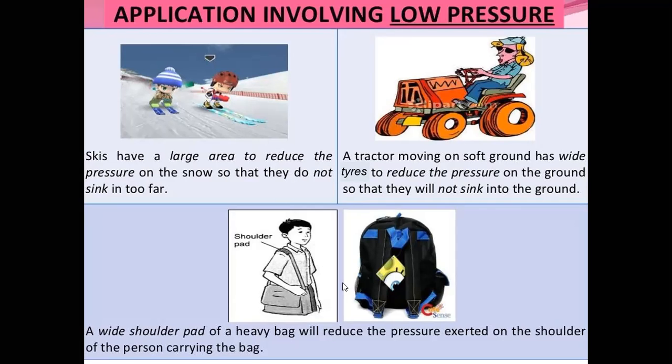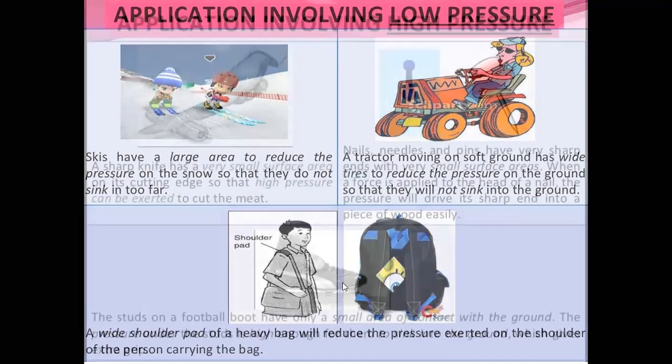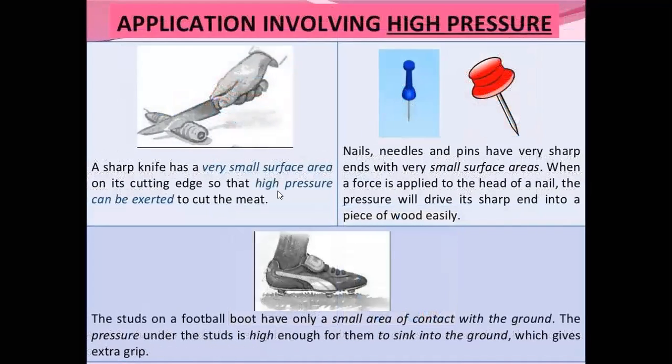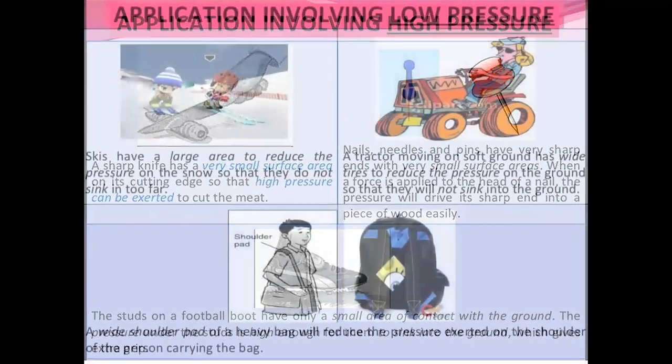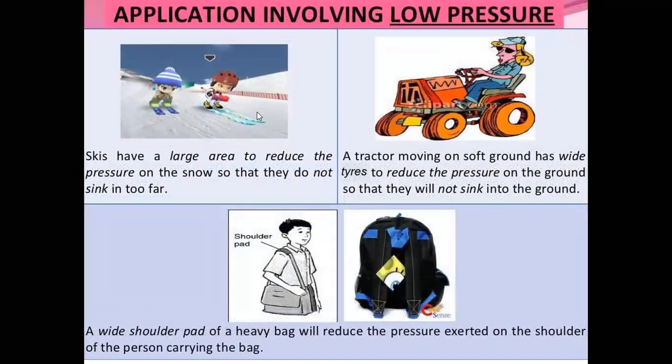These all are to minimize pressure. The first one is to increase pressure. To increase pressure, we minimize the area: tip of the needle, edge of the blade, or sole of the football player's shoe. To minimize pressure, area is increased in all of these.